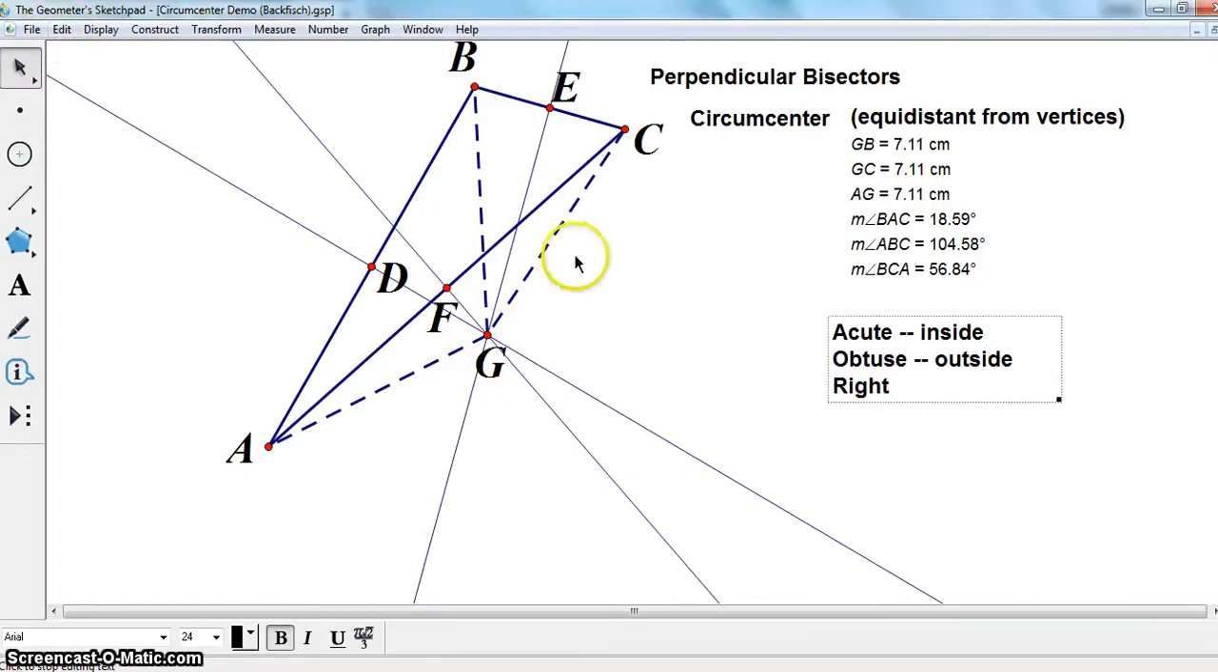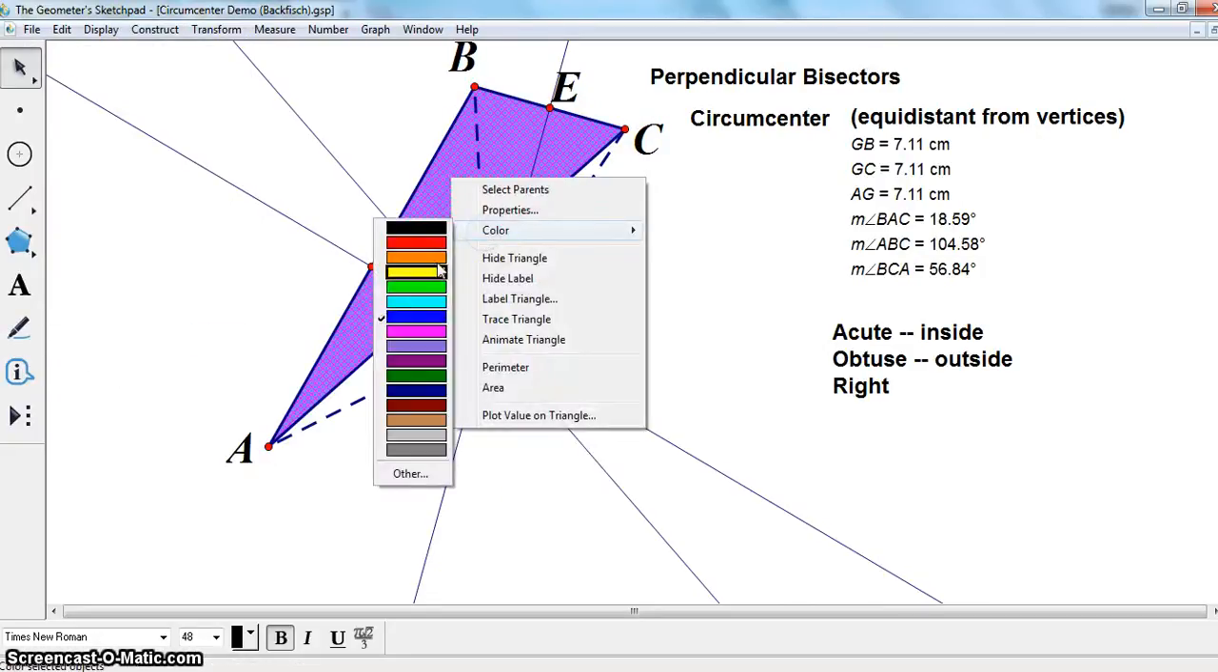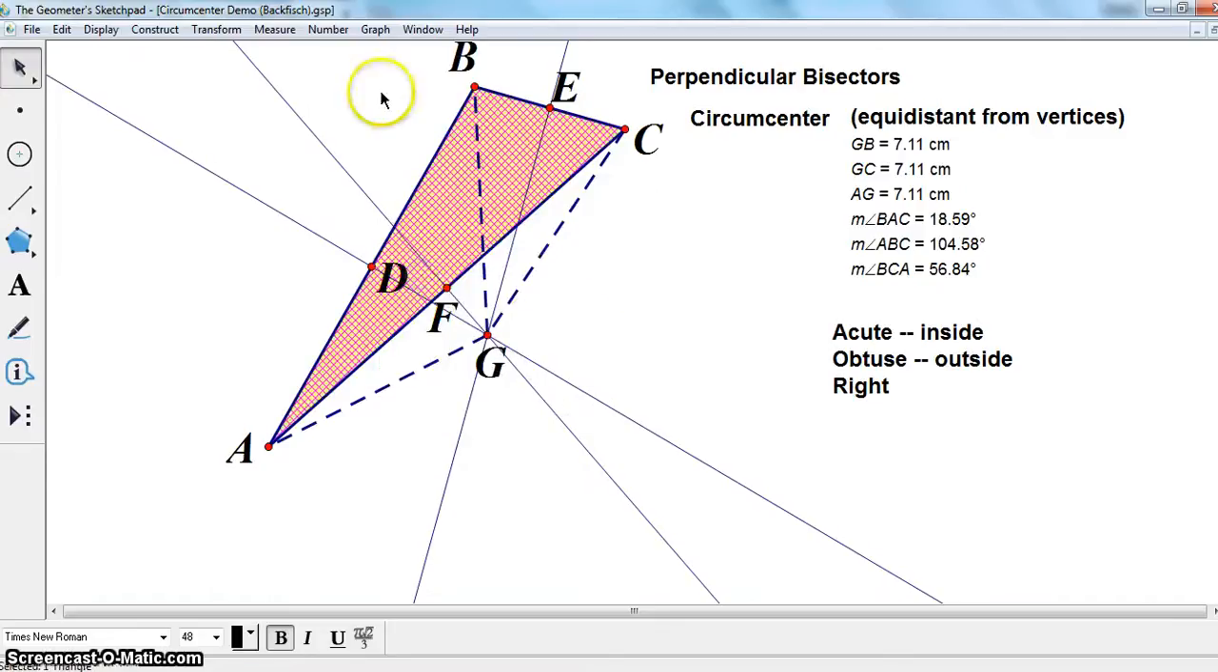As a matter of fact, I think I might be able to make it a little bit clearer what's inside and what's outside. Let me see if I can do that by doing this. And I'm going to change it, make it a little lighter. There we go. So the inside of my triangle is the yellow, and G is not in the yellow.